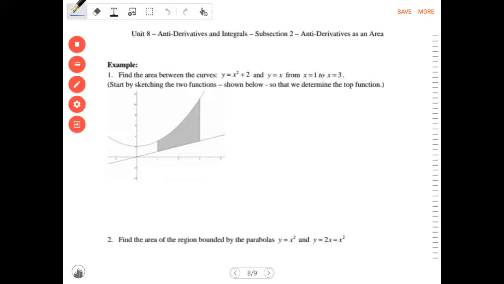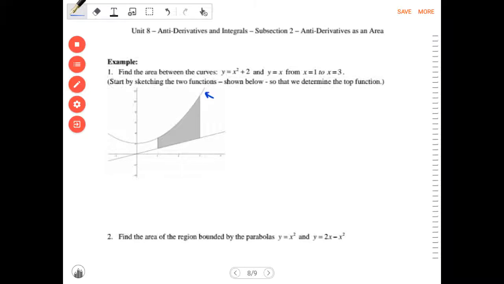Example 1. Find the area between the curves y equals x squared plus 2 and y equals x from x equals 1 to x equals 3. We're going to start by sketching the two functions. I showed this first one for you. Notice that the x squared plus 2 is always on top, at least for the interval that we want. So that is going to be the top function, and y equals x is going to be the bottom function.